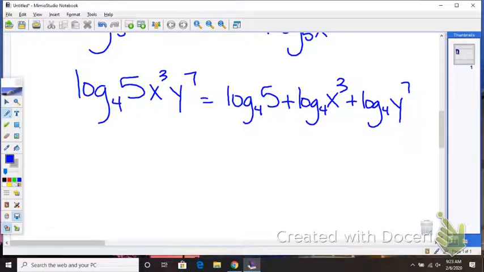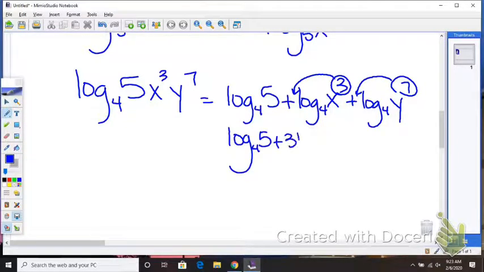Okay, now this problem isn't done though because in our second 2 logs, I see these exponents right here. They need to come down in front of their log. Just not in front of the whole thing, just in front of their log. So I'd have log base 4 of 5 plus 3 log base 4 of x plus 7 log base 4 of y. Right. And if we were going to condense this, you always start with looking out in front of each log and taking the exponents back up. Do that, so you do reverse order.